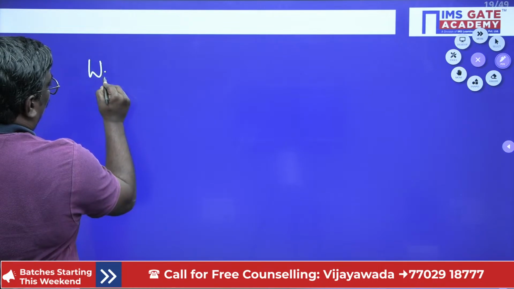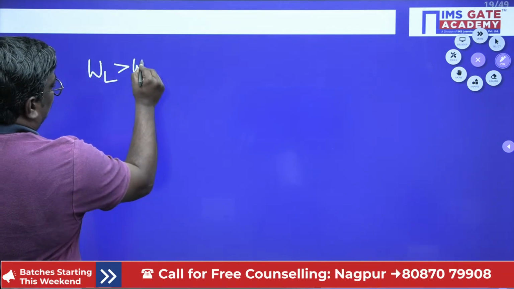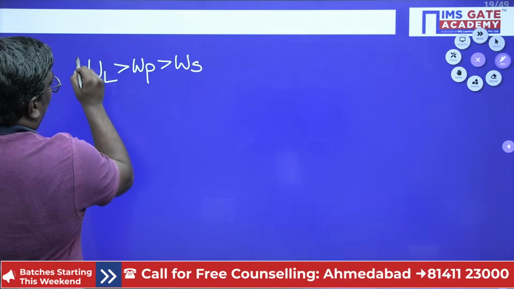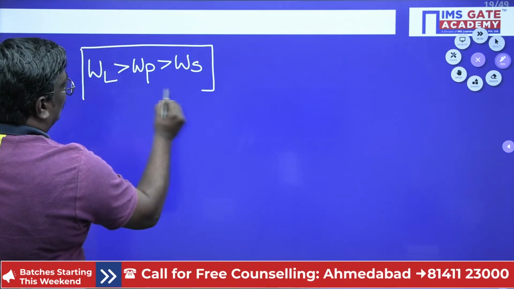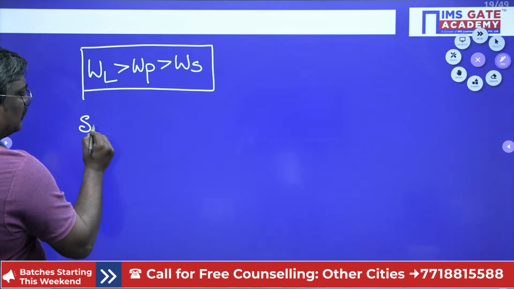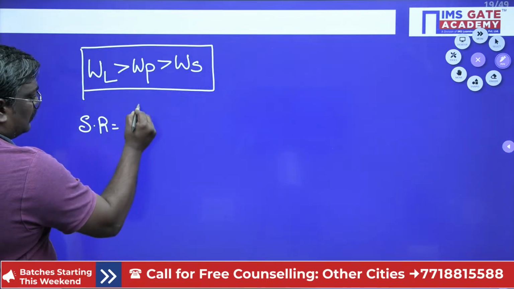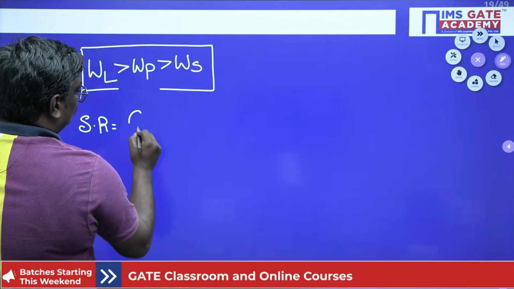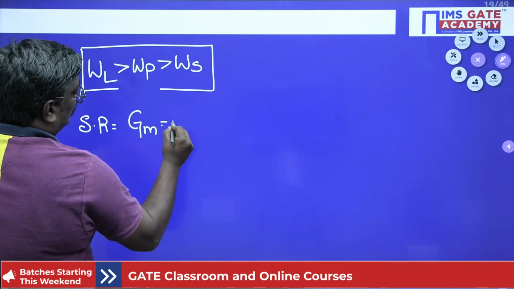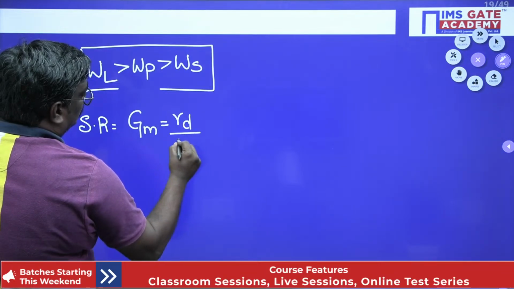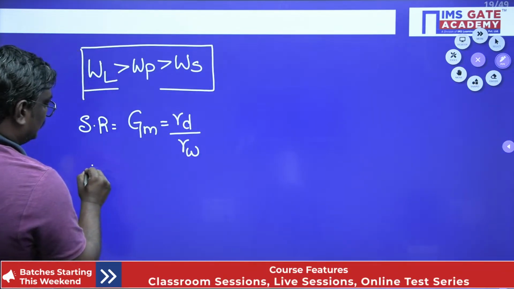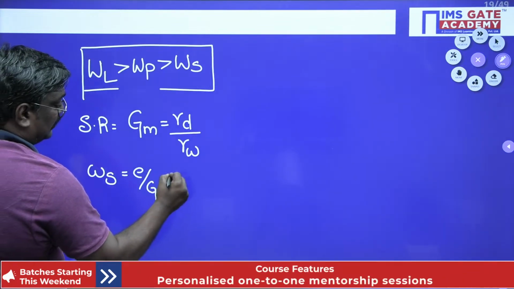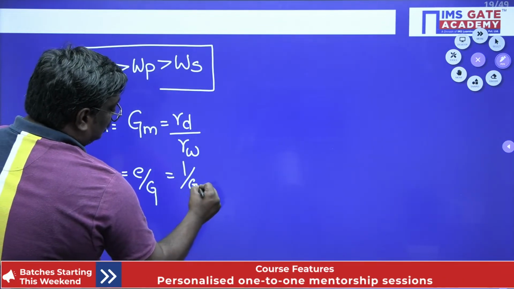Liquid limit is always greater than plastic limit, which is always greater than the shrinkage limit. So these we call Atterberg limits, and here we have an important formula. Shrinkage ratio is defined as 1 by GM, that is, shrinkage ratio R is equal to GM, that is equal to gamma D upon gamma W. And there is another formula for shrinkage limit, WS is equal to E by G, or that is equal to 1 by GM minus 1 by G.